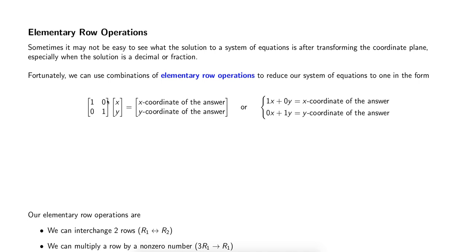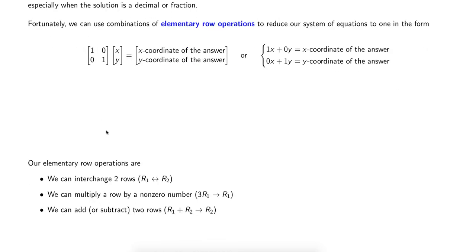Or if we move it back to a system of equations, it looks like 1x plus 0y equals whatever the x coordinate of the answer is, and 0x plus 1y is going to be whatever the y coordinate of the answer is. And so, to transform the system that we start with to something like this, where we ultimately want to end up, we have three elementary row operations.